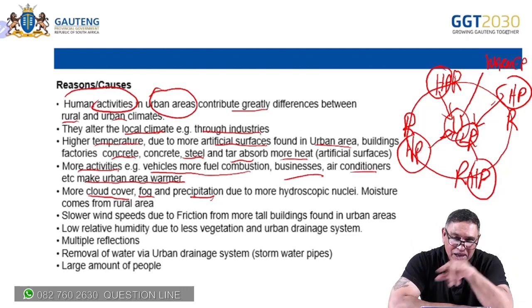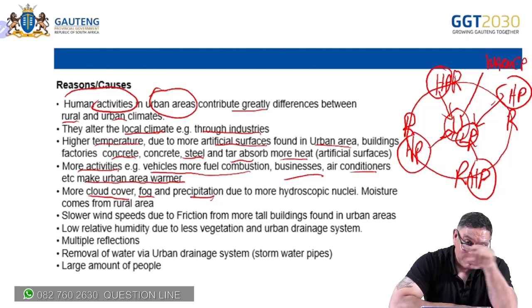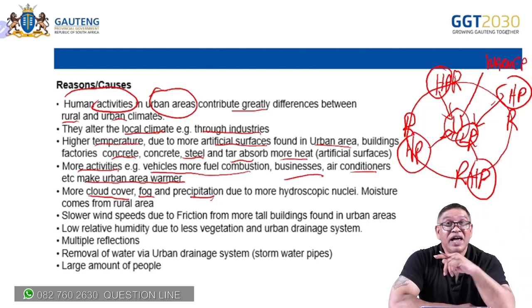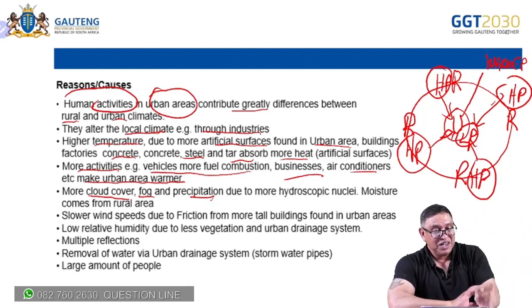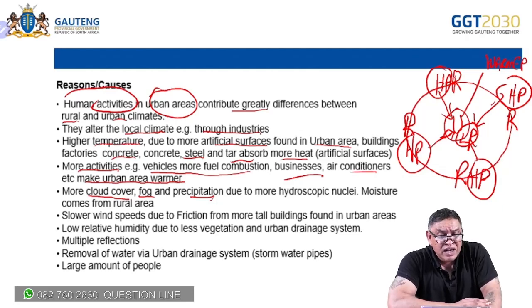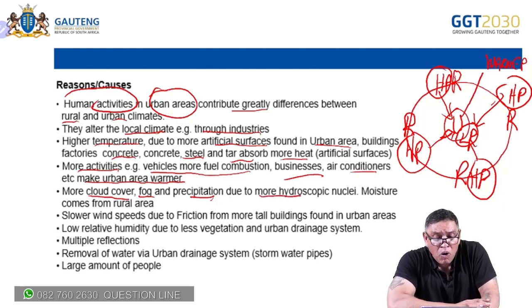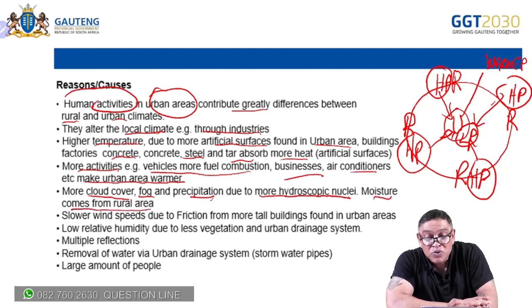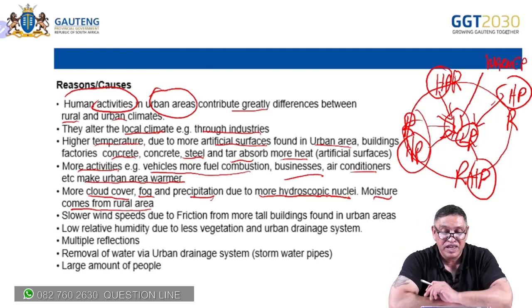And that is why your urban area gets more rainfall than your rural area, although the rural area has more water surfaces. So in the short here, it says more precipitation due to more condensation nuclei and moisture that comes from the rural areas and moves there.